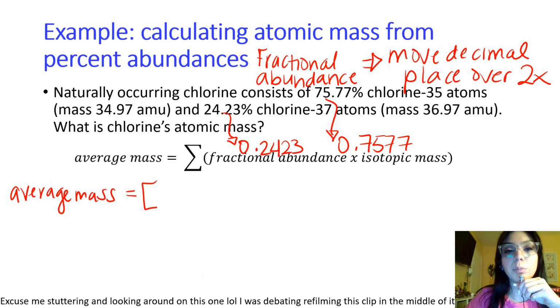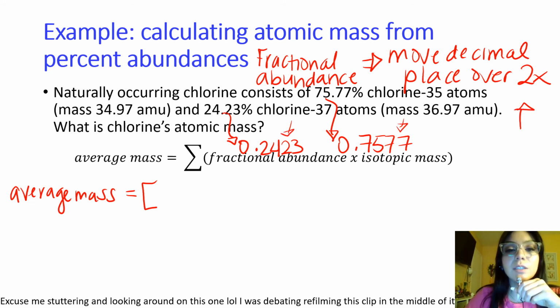So here we have a problem stating naturally occurring chlorine consists of 75.77% chlorine-35 atoms and 24.23% chlorine-37 atoms. What is chlorine's atomic mass? So they gave us the percent abundances, right? And we need to turn these into fractional abundances. In order to do that, all you do is move the decimal place over 2 times. So that's what I did right here and right here.